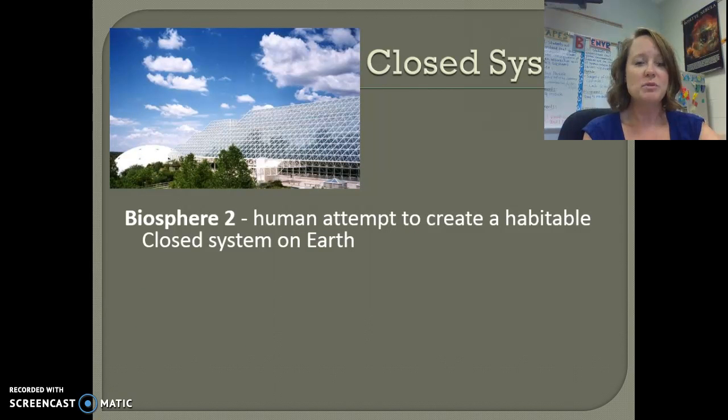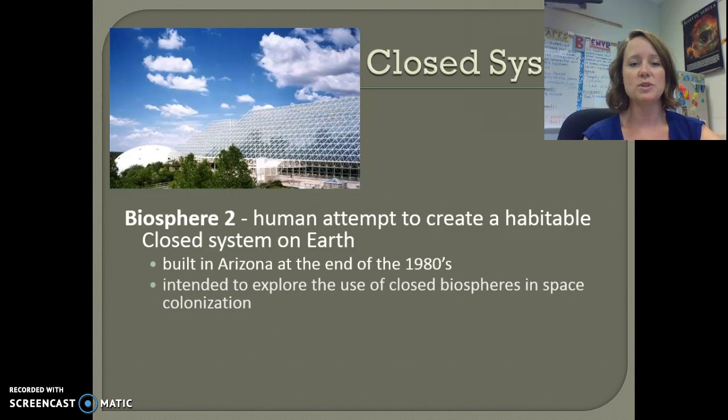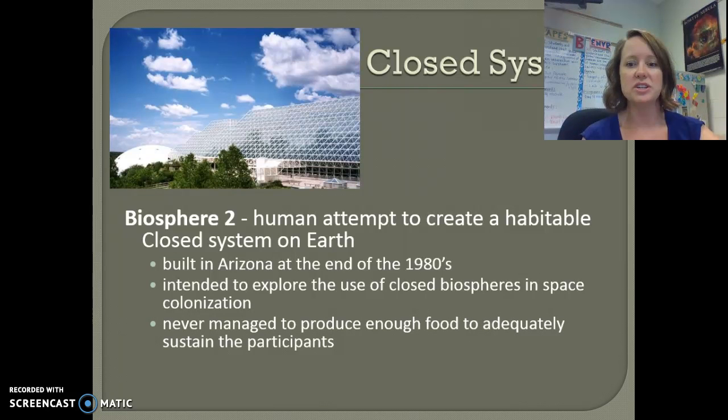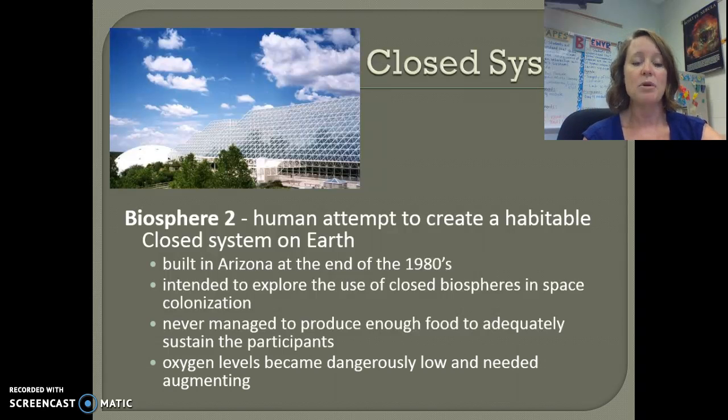Another example of a closed system would be the Biosphere 2, where we have attempted to create a habitable closed system on Earth. And the reason that we attempt to do this is so that ultimately we can provide a way for humans to live on another planet. The Biosphere 2 was built in Arizona towards the end of the 1980s. It was mainly used to explore space colonization. It was never able to quite produce enough food to adequately sustain the participants, because the idea was they wouldn't need to bring anything in from the outside. Also, the oxygen levels became low, and they ended up having to pump in oxygen, which defeats the purpose of the biosphere.